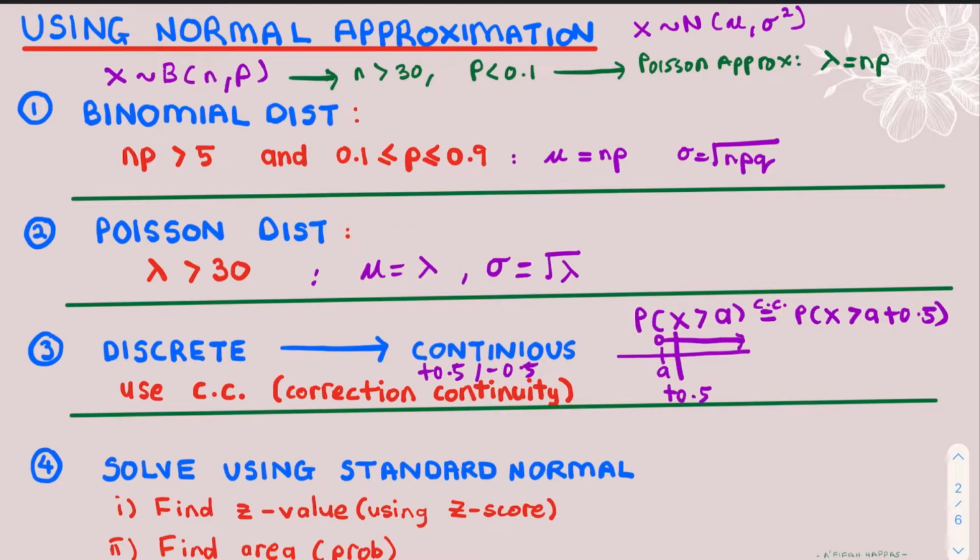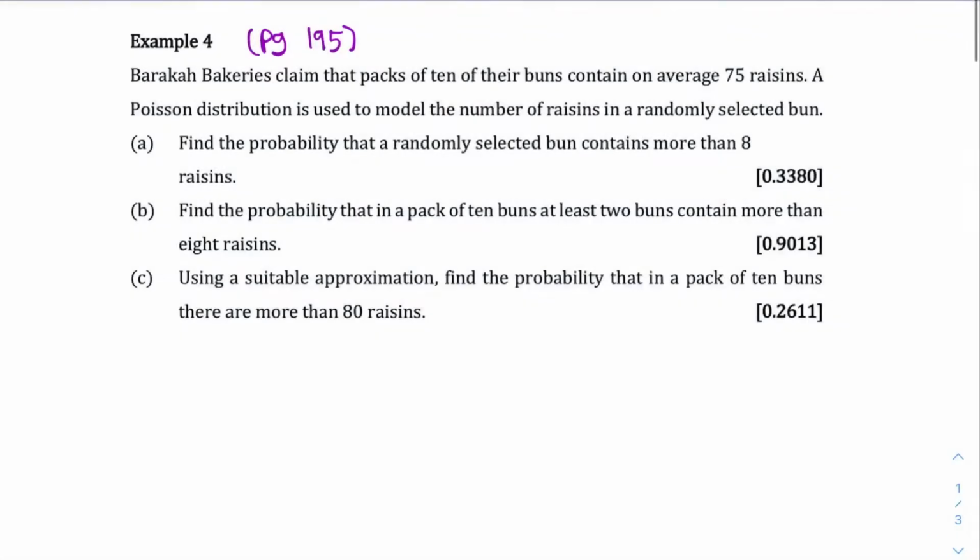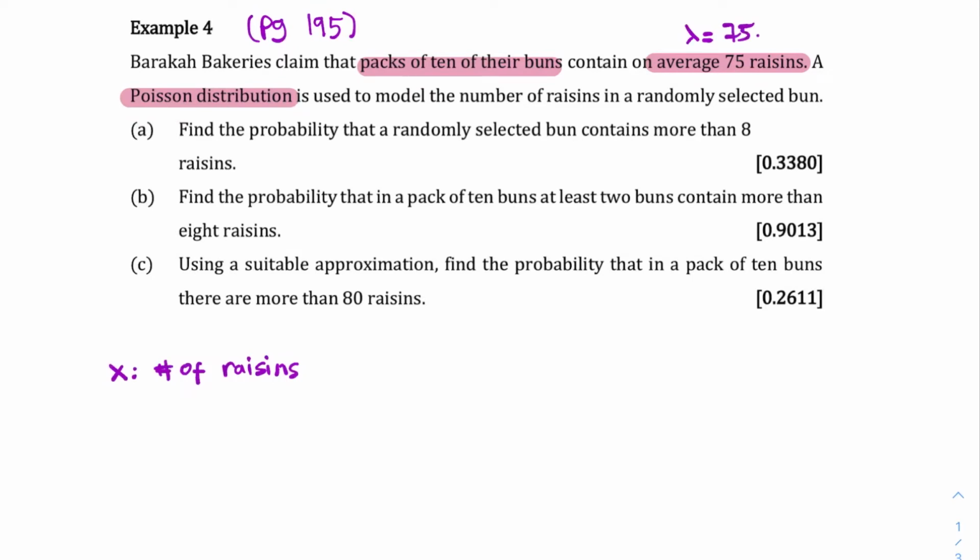Now, let's look at one example. Most of my students from other classes ask this question about the Baraka Bakery, where you have raisins and buns. So let's look at the question. From the question, the bakery claims that a pack of their 10 buns contains an average of 75 raisins, and a Poisson distribution is used to model the number of raisins in a randomly selected bun. So you can write your random variable as X, where X is the number of raisins, with lambda here being 75 raisins for 10 buns. Okay, so this is what the question gave.